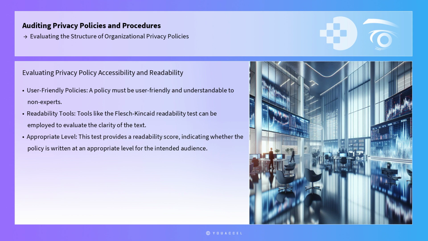Another critical aspect of evaluating privacy policies is assessing their accessibility and readability. A policy must be user-friendly and understandable to non-experts. Tools like the Flesch-Kincaid readability test can be employed to evaluate the clarity of the text. This test provides a readability score, indicating whether the policy is written at an appropriate level for the intended audience. A score that suggests the policy is too complex may signal the need for revisions to simplify the language.